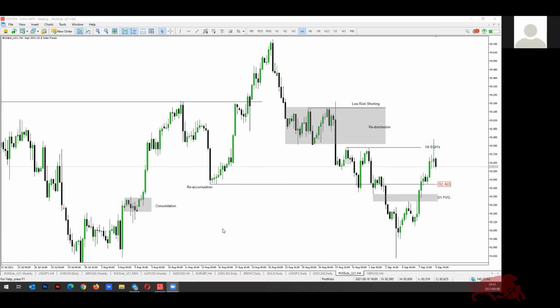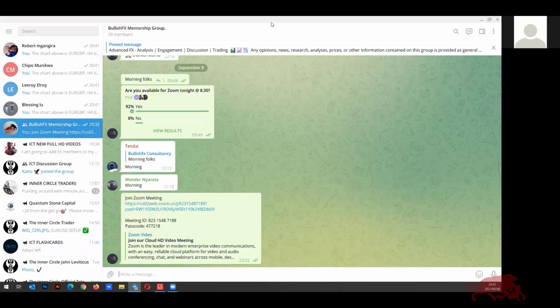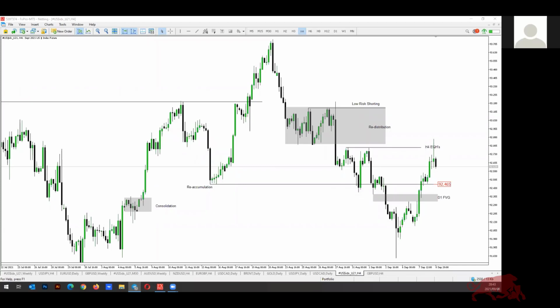So yeah, we're just gonna look at the dollar index, the reaction that price had on the analysis that I shared. Where was it? Let me check Telegram. The analysis that I shared on the 6th, that was 2 days ago, on Monday. The H4 analysis that I shared on Monday.